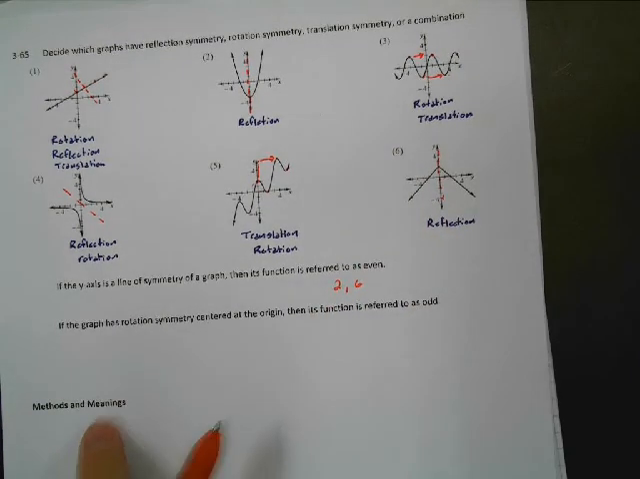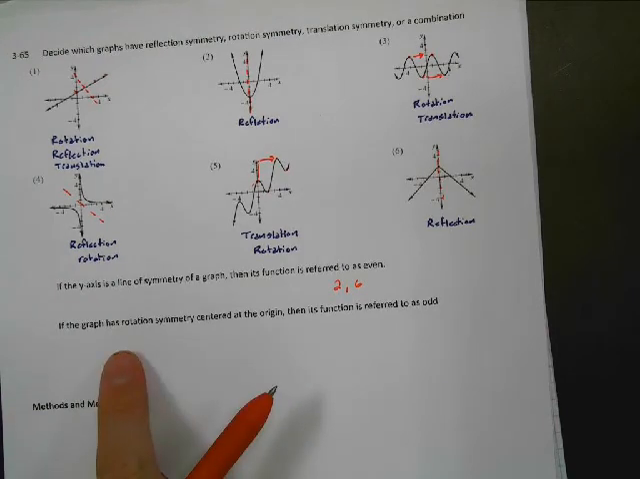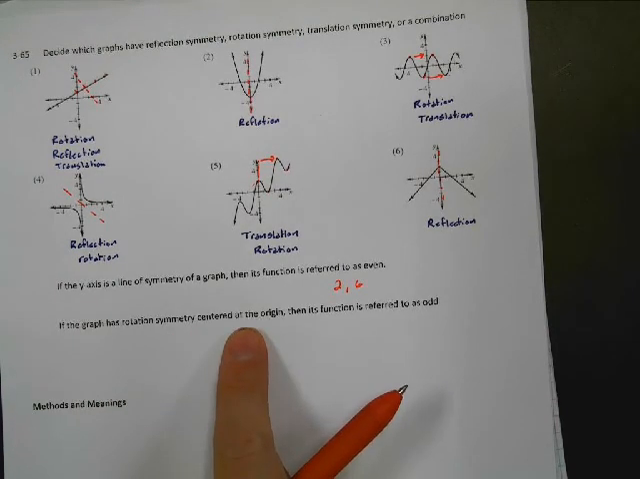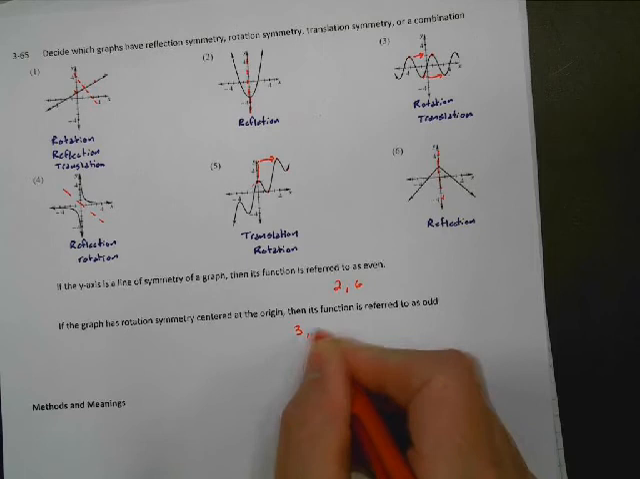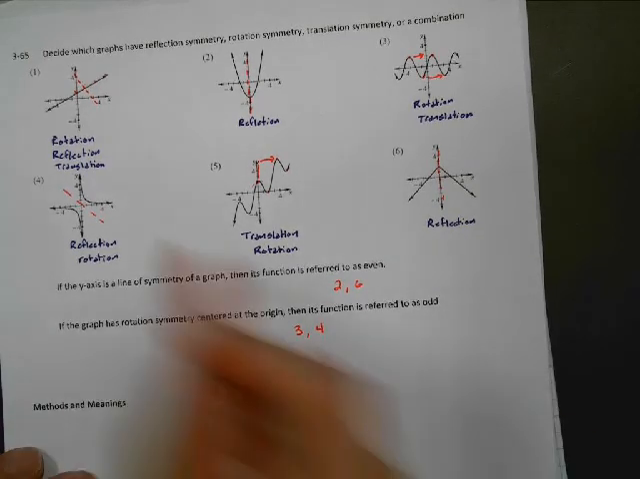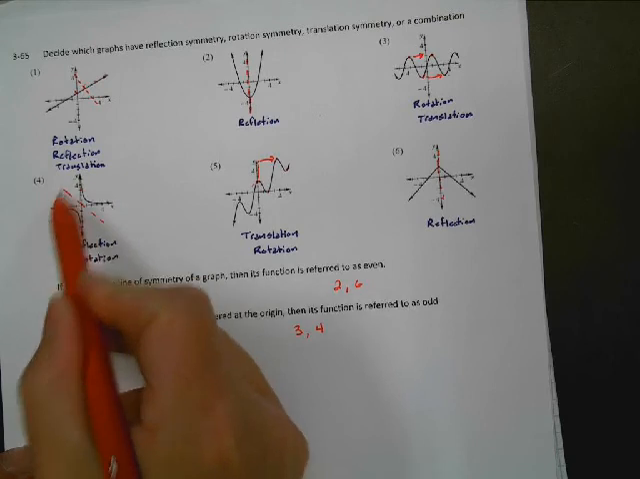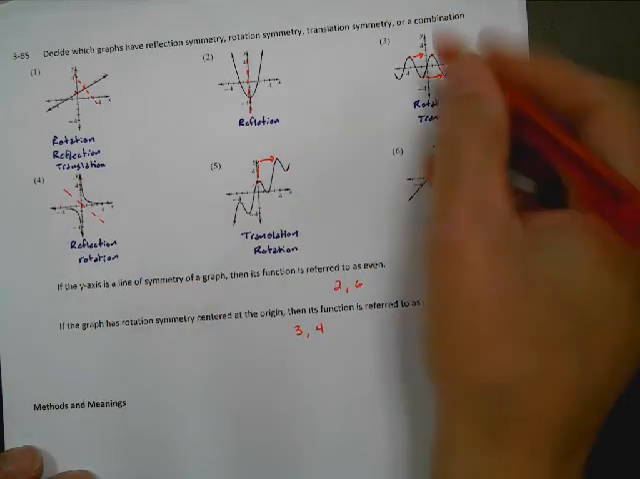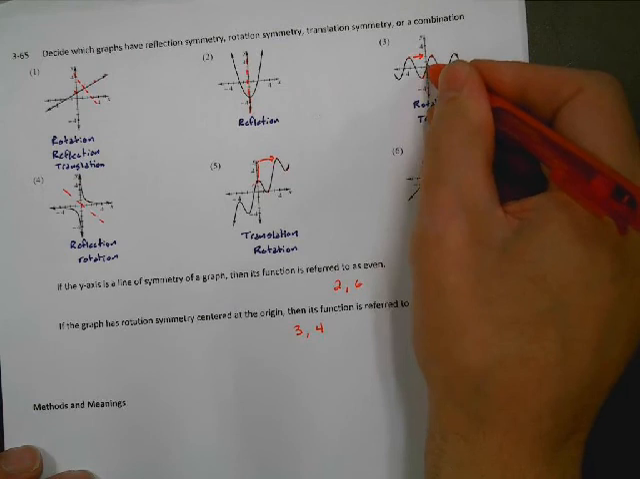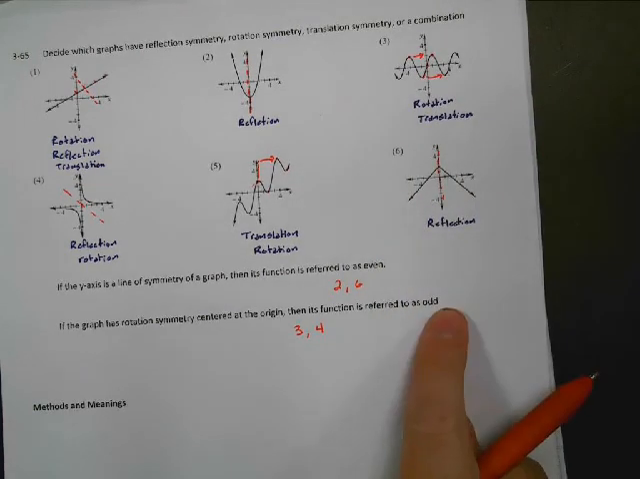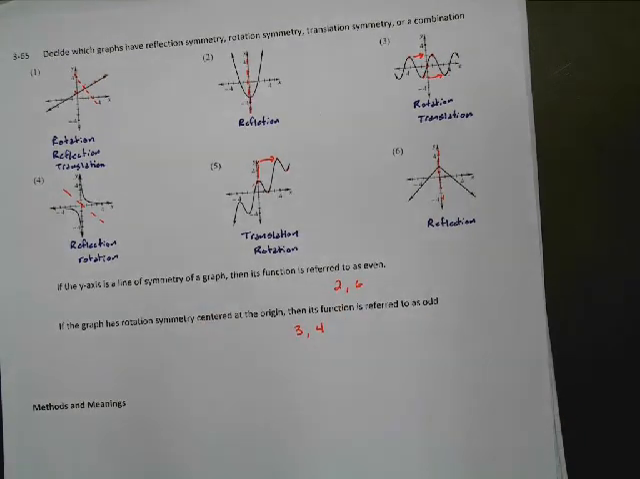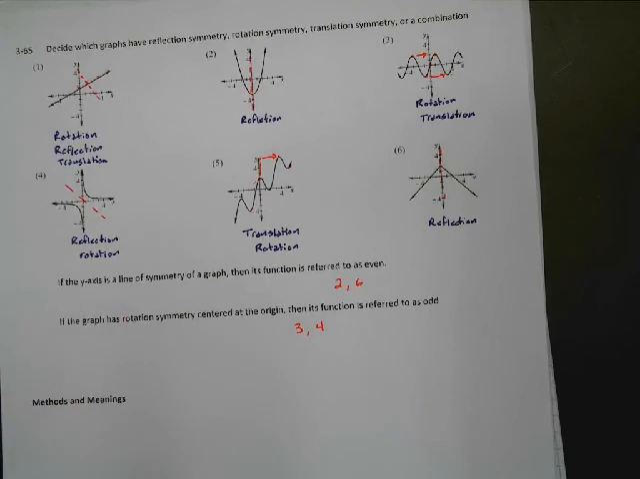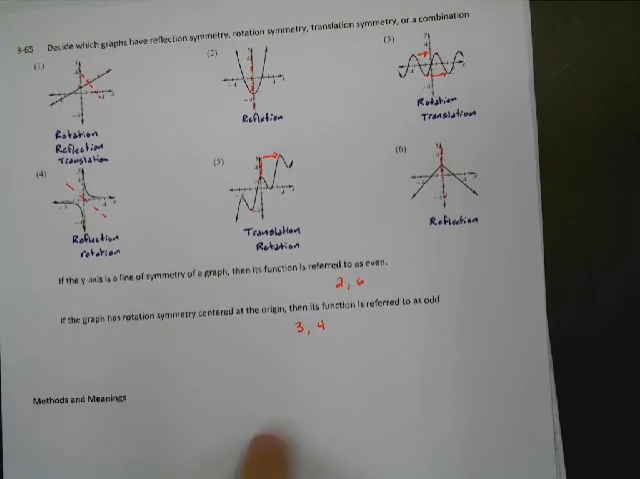Odd functions, we refer to those that have rotational symmetry at the origin. And we actually did have 3 and 4. They were able to be rotated about the origin. This one, if we spun it about the origin 180 degrees, it was the same. And this one, if you spin it about the origin 180 degrees, it's the same. And we would call those odd functions. That comes up much later in math. But even function would be across the y-axis symmetry, and the rotational about the origin would be an odd function.